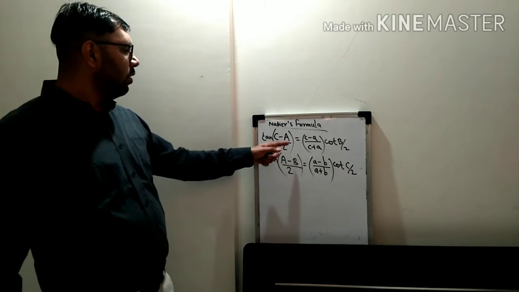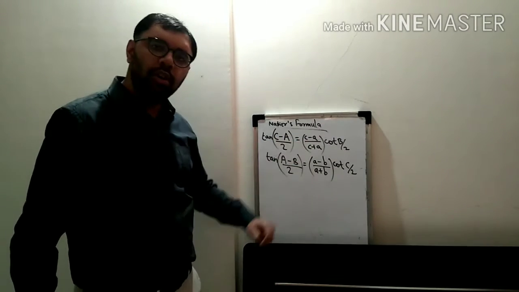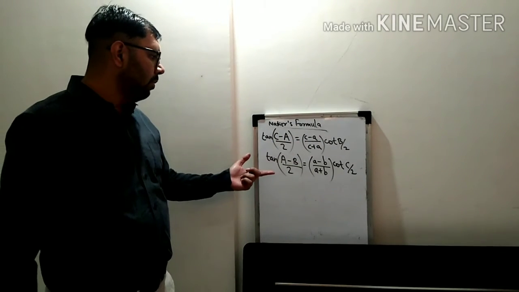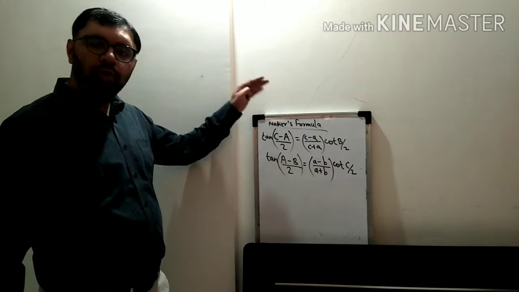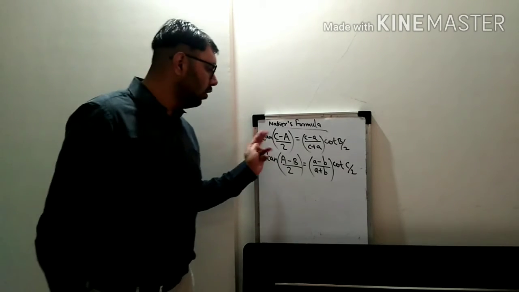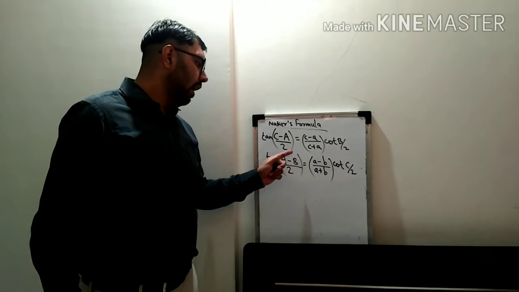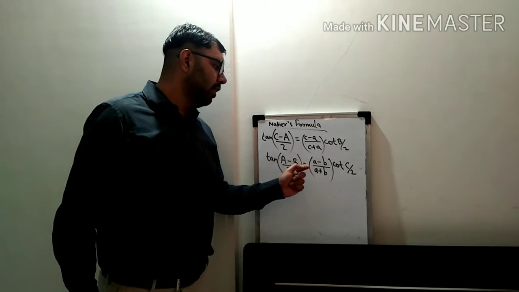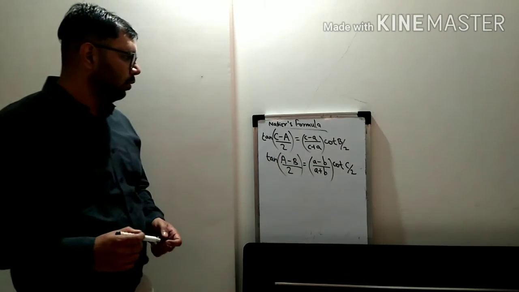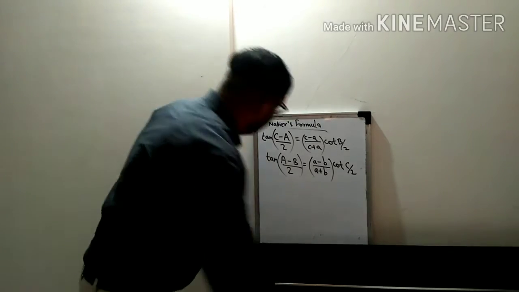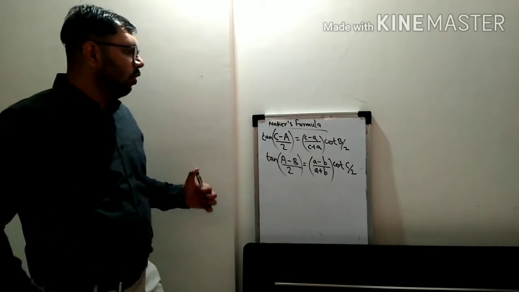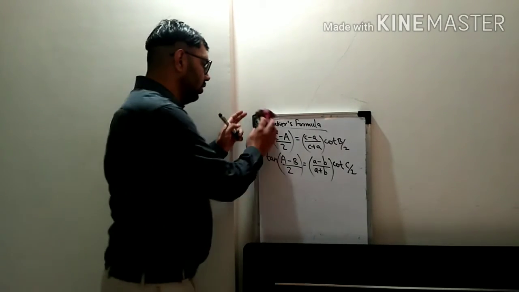So tan (C minus A)/2 I wrote as (C minus A) upon (C plus A) into cot B by 2. So same formula I am taking, but I just proved for one term and I am showing how we will take for the other two angles. And if I take A and B, tan of (A minus B)/2 I can write as (A minus B) upon (A plus B) into cot of C by 2. So this formula is called Napier's formula. This is also an important formula for solution of triangle.